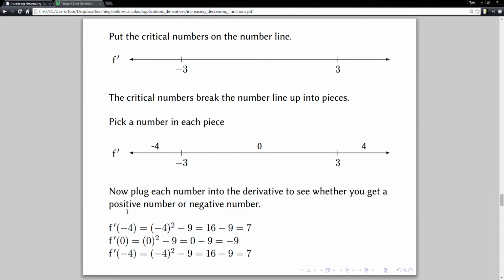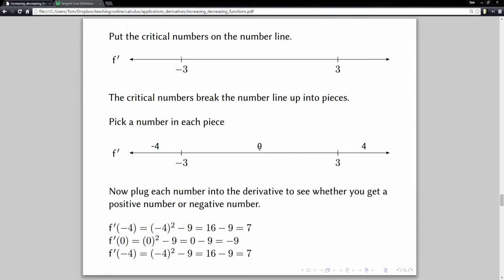So right here I'm going to plug in the negative 4 and I get a positive 7 when I do that. So what that means is not only when I plug in a negative 4 I get a positive 7, it means every number on this piece, I don't care, negative 5, negative 6, negative 16, negative 17, any number on this piece, when I plug it into the derivative I will also get a positive number.